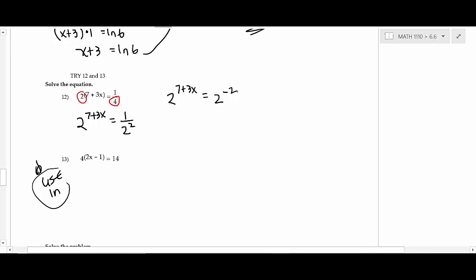Okay, so what equation would you solve? The bases are the same. What do you know about the exponents? Same thing. Good. So you're going to solve 7 plus 3x equals negative 2. All right, I'm going to go ahead and shut this off here and see if you can get those two answers. But a problem like number 12, I'd like you to do that without having to use a log. You could use a log, but it's not necessary.